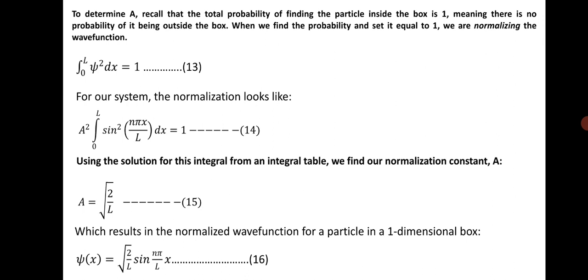Okay. Therefore, by substituting for A in the equation for the wave function, we get psi of x is equal to square root of 2 by L into sine n pi by L into x. So this is the equation for the wave function including the value of A.